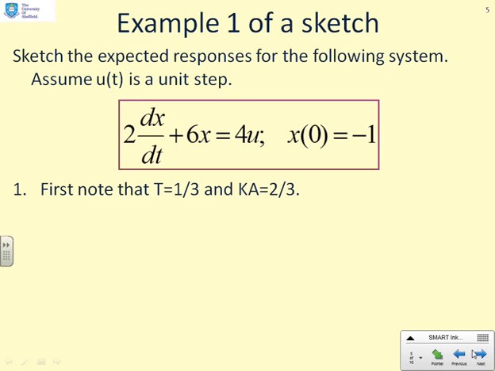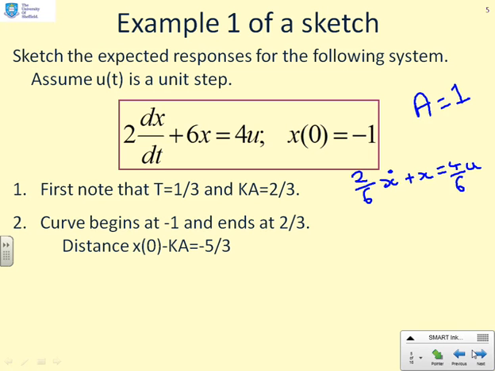So first we need to note the time constant. Now, if you're wondering where that time constant's come from, what I'm going to do is divide the whole equation through by 6, and so what I'm going to get is 2 over 6 x dot plus x equals 4 over 6u. So what you can see is the time constant is 2 over 6, or a third, and also the system gain k is 4 over 6, or 2/3. Now because I've assumed we've got a unit step, then I'm assuming that capital A equals 1. So therefore I've got kA equals 2/3.